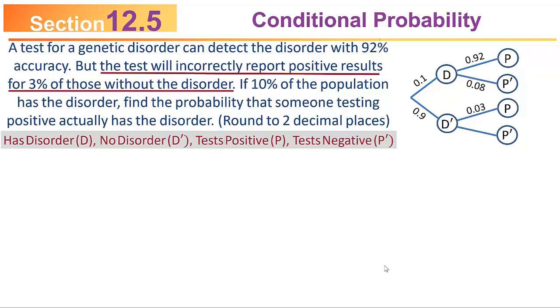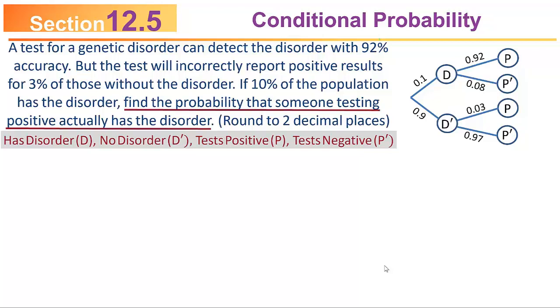And if 0.03 tests positive in this case, then 1 minus 0.03, which is 0.97, would test negative. In other words, the people who don't have the disease and test negative. And that completes the chart. From that chart, you should be able to get the answer to this question.